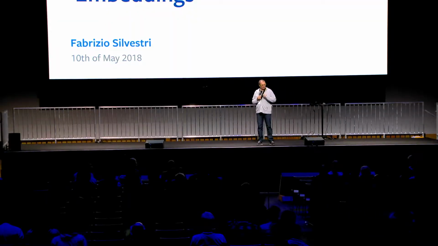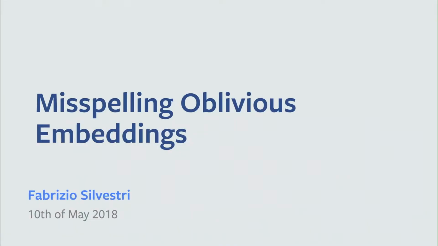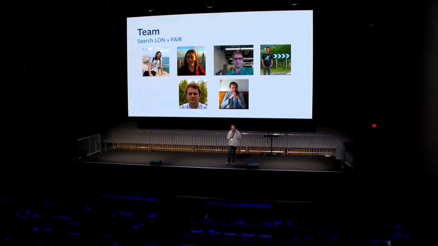Okay, so this lightning talk is about a novel kind of embeddings that we have developed at Facebook. As you can read from the title, these kinds of embeddings are resistant to misspellings. This work has been done by a bunch of people that you can see in the slide here. It is a collaboration between the search team at Facebook and Facebook AI Research.